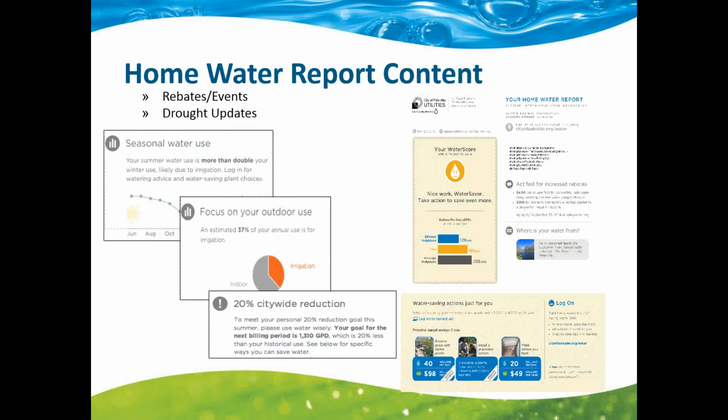So for the home water reports, as Dominique was outlining earlier, the content that we have on them basically goes through what the resident has consumed, their seasonal water use. If we see in the consumption trends that they have a really high use during the summer and low use during the winter, then we generally know that that's because of their irrigation, and so we can kind of pinpoint to each individual customer what their water use is.